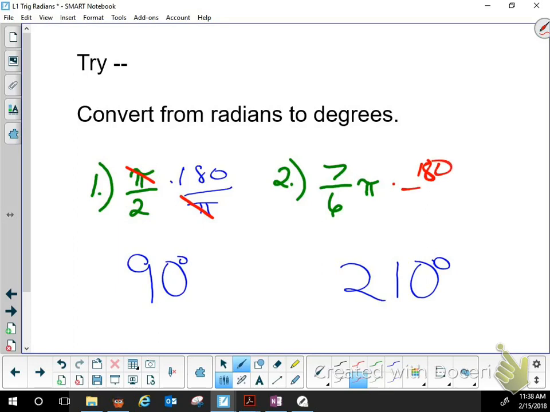So the pies are going to cancel. I like to reduce. 6 goes into 180 30 times, and 7 times 30 is 210. I said it was 7 pi over 6. And when you got the pi at the bottom, you got 7 pi times 180 over 6 pi, so those would cancel out. So I got 180 pi, because I thought there were 7 pi's over 6 pi's.